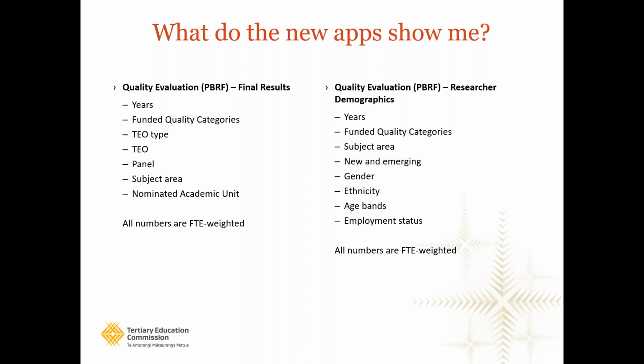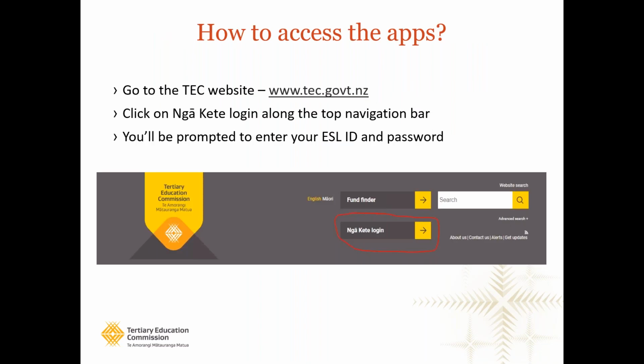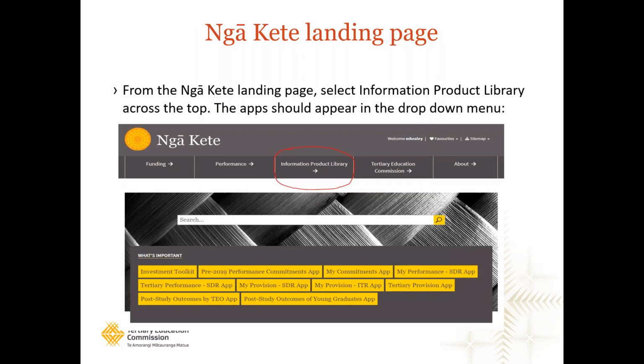Okay, Morgan, so I have a question. How does one access these apps? An excellent question, Sharon. So the screenshot shows the banner across the TEC website. So in order to access the apps, you want to go to the TEC website, www.tec.govt.nz, and you want to click on the Nakete login, which I've circled in red there. So once you've clicked on that, you'll be prompted to enter your education sector login, or your ESL ID and password. This will then lead you to the Nakete landing page.